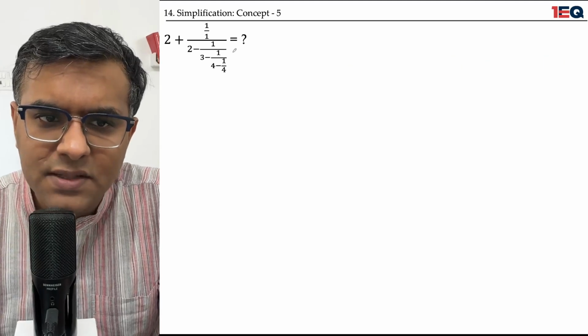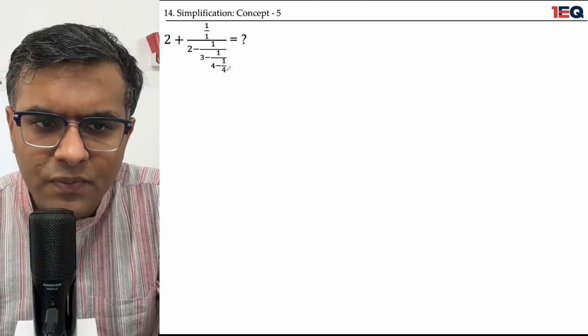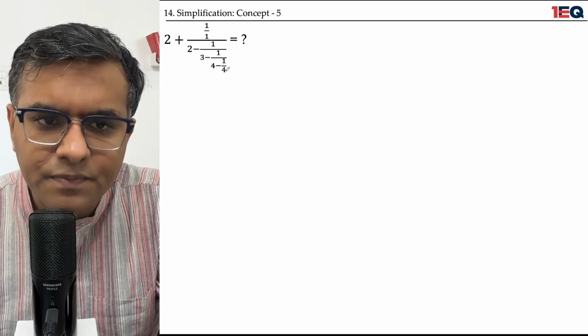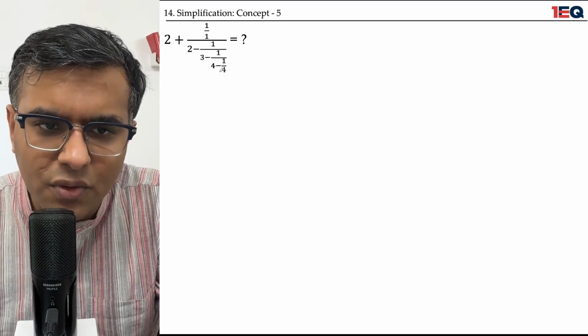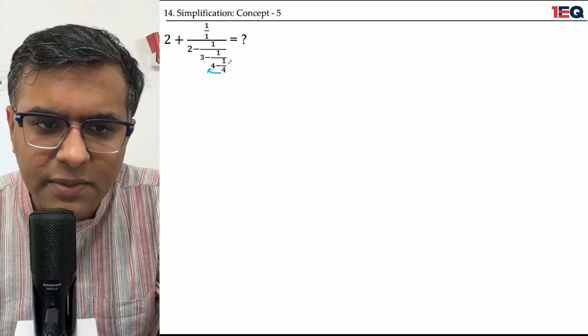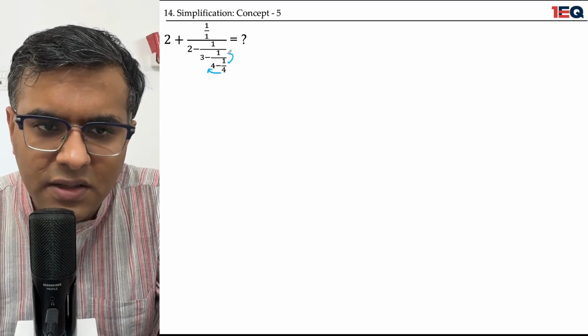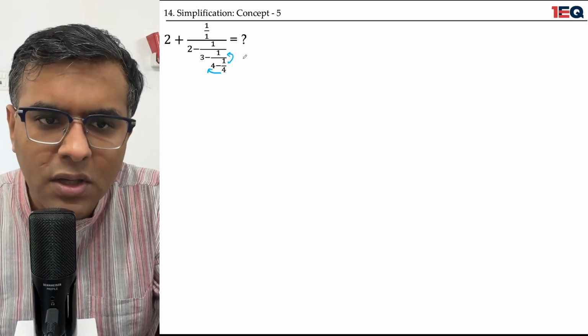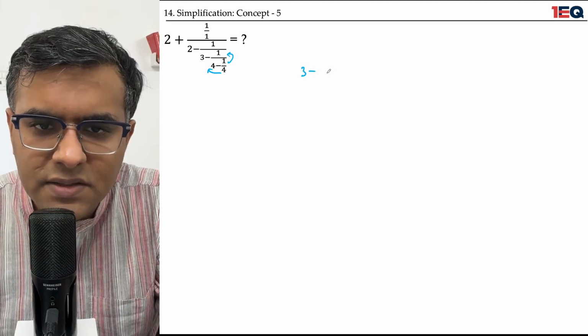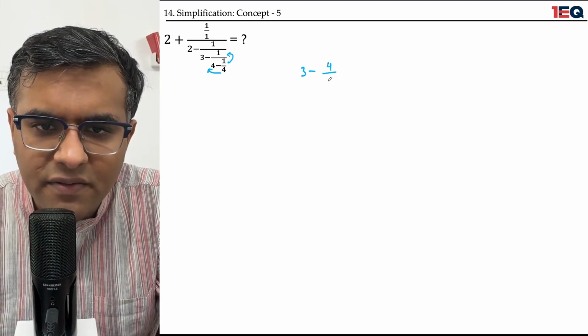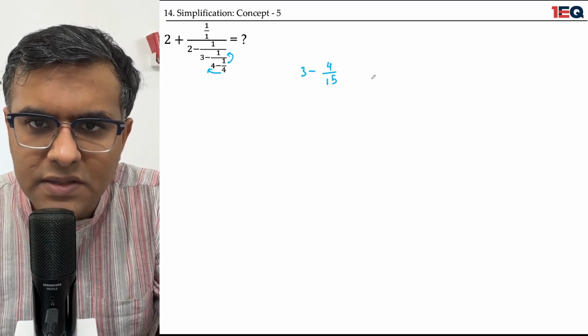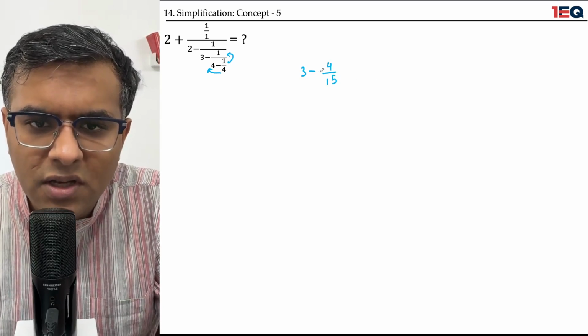Moving on to the next question. A similar thing is going to happen over here. We are going to start from the bottom. 4 minus 1 by 4. So 4 fours are 16, 16 minus 1 is 15. So 15 by 4, once reciprocated, would give me 3 minus 4 by 15. I hope you get this really well. Okay, 3 minus 4 by 15.